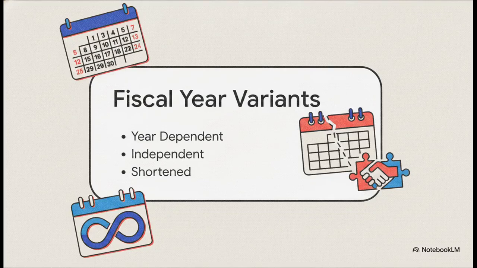Now let's talk about time. SAP manages corporate calendars using fiscal year variants configured via T-code OB29. You've got three main types. Year-dependent variants must be maintained separately every single year.